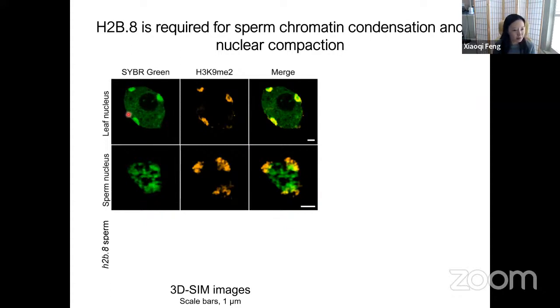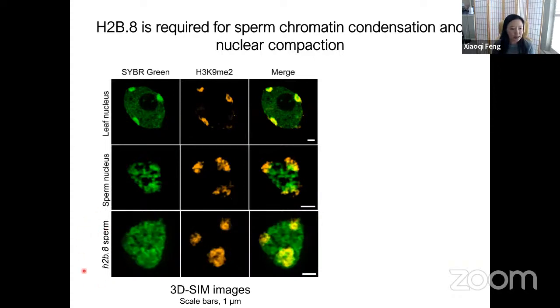For example, this is a leaf nucleus, where you can only see this very diffused SYBR Green signal throughout the nucleus, except at these highly condensed foci at the nuclear periphery. So these condensed foci are the heterochromatin foci, enriched in the heterochromatic mark H3K9me2, so histone 3, lysine 9 dimethylation. And you can see these heterochromatin foci are also present in the sperm. However, the rest of the nucleus, which corresponds to euchromatin, is still aggregated.